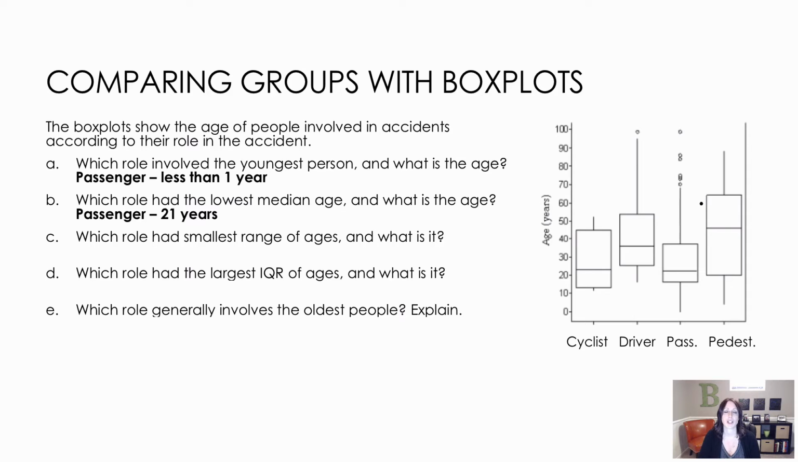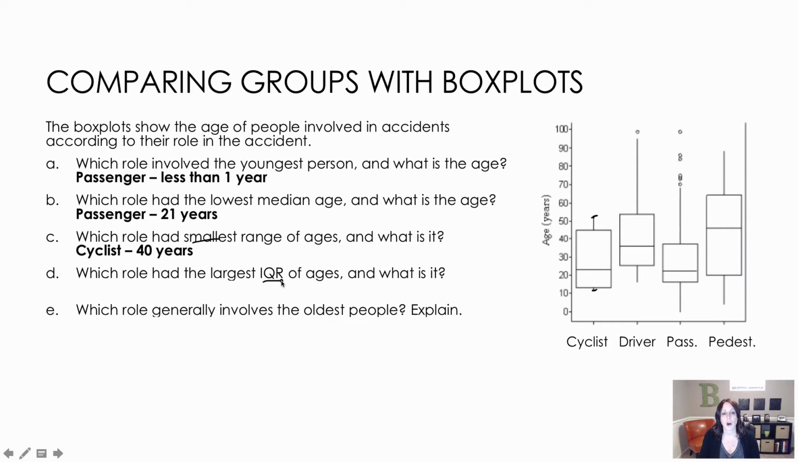The smallest range of ages, so remember range would be from our highest point to our lowest point. So without having to do any of the math really, I would just look at which one tends to cover the smallest range. So smallest range would be looking like the cyclist, which would be about 40 years. So the smallest range of ages would include the whiskers as well as that middle 50%.